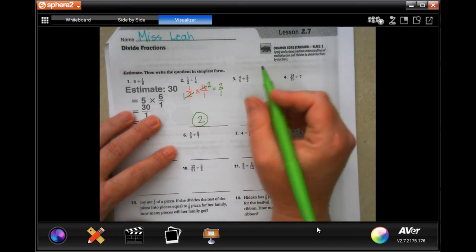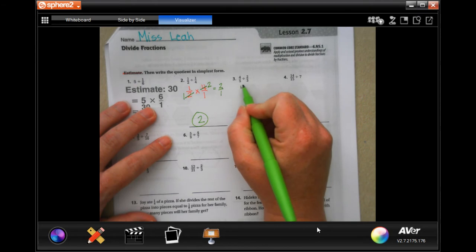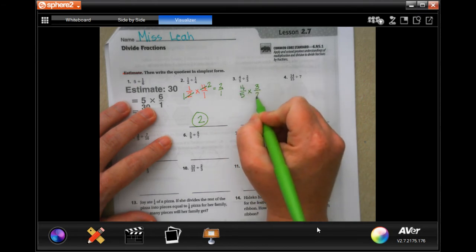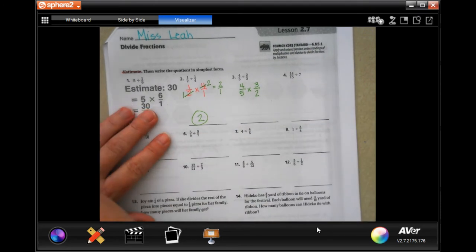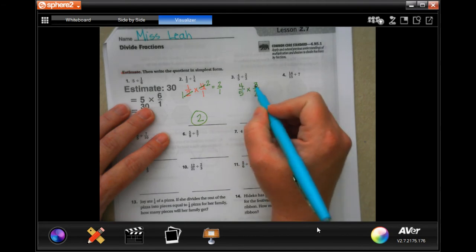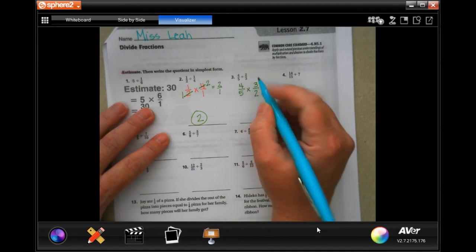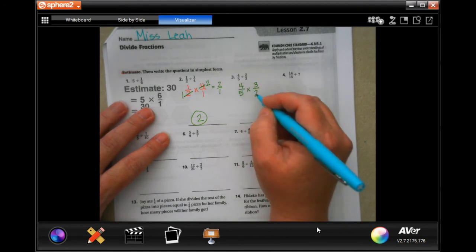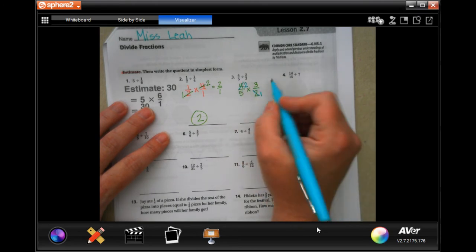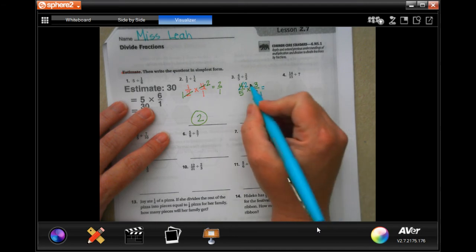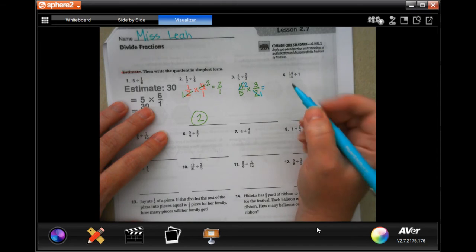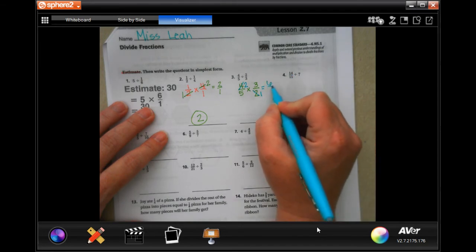Okay, let's try it again. Okay, so I'm going to keep, I'm going to change, I'm going to flip. Now, nothing goes into 5 evenly, 4 or 3. Neither one goes into 5 evenly. 4 and 2: 2 goes into 2 once and 2 goes into 4 twice. So now I still can't do anything with the 5, and that's a 1. So that's not going to do me any good. So now I'm just going to multiply straight across.